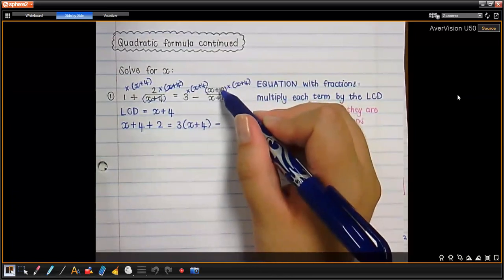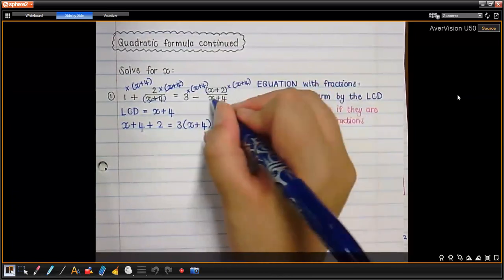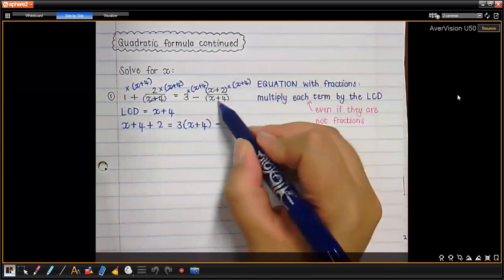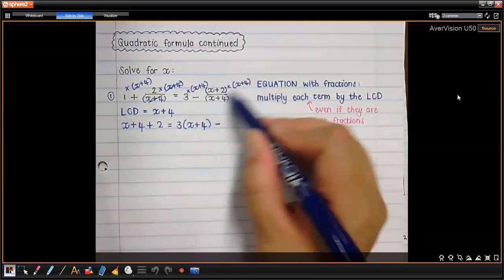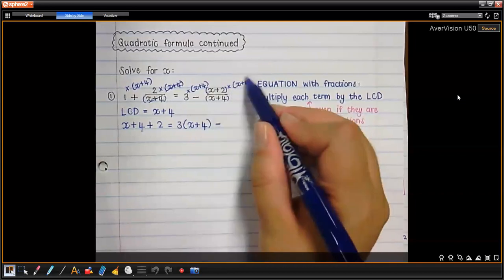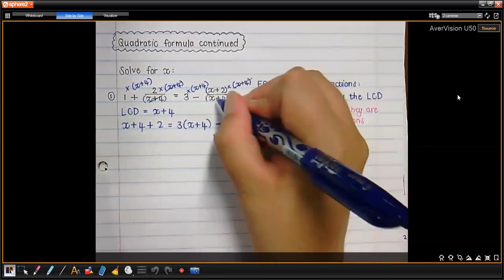But do you see again, if we put brackets around the bottom here, I have x plus 4 and x plus 4. Can we see that at the top and the bottom? So I can cancel those out.